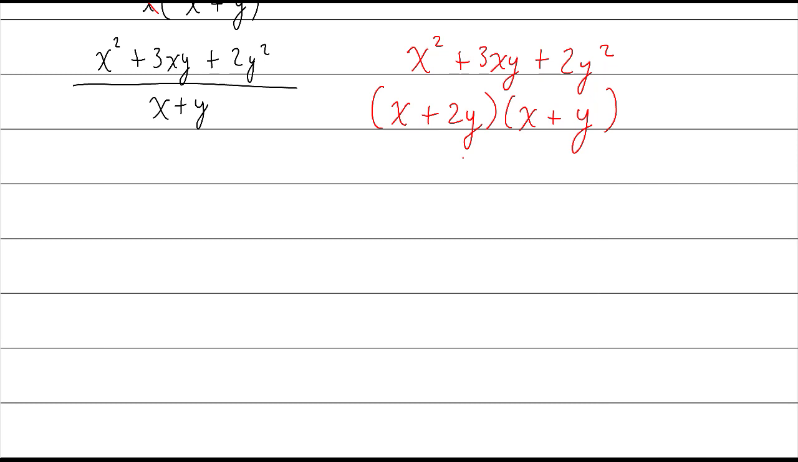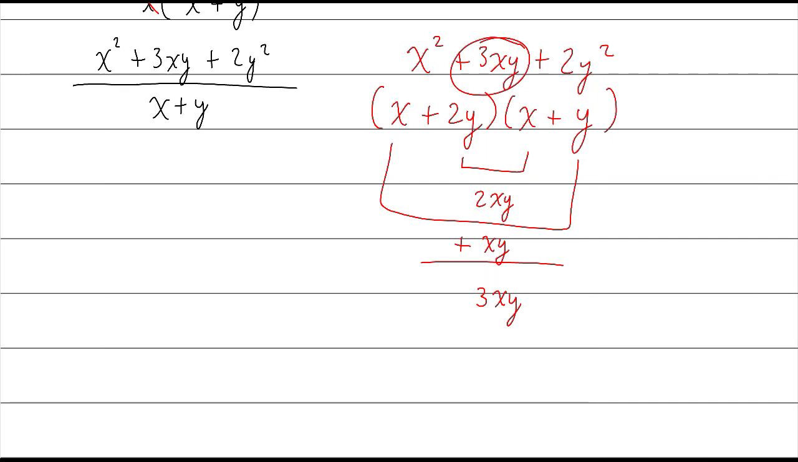Okay, so 2y times x is 2xy. You could say 2yx as well, but usually put them in alphabetical order. X times y is 1xy. If I add those together, I get 3xy. Yay, it actually factored, okay? So, cool.